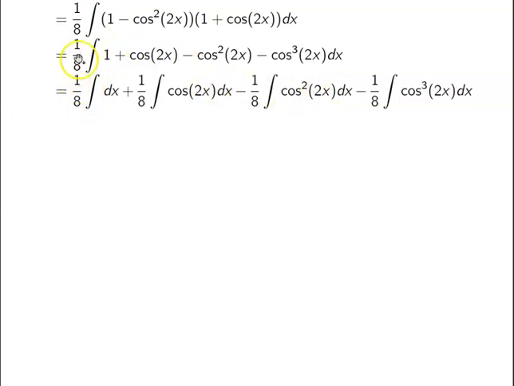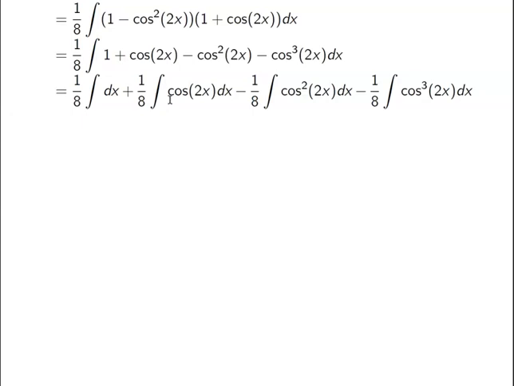Okay, so first and foremost, let's spread this constant term across and this integral across. So you can see I just have 4 separate integrals here that I'll work on individually. This one is very straightforward. It just turns into 1/8 times x. Here, it'll be a 1/2.